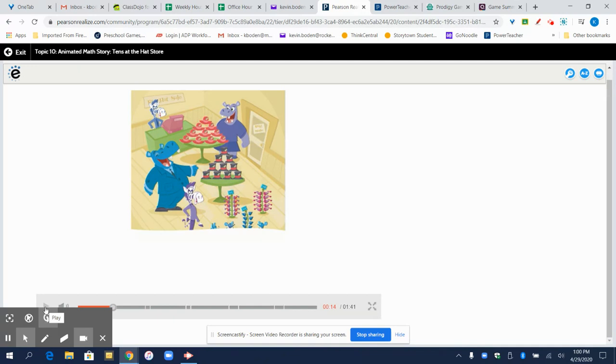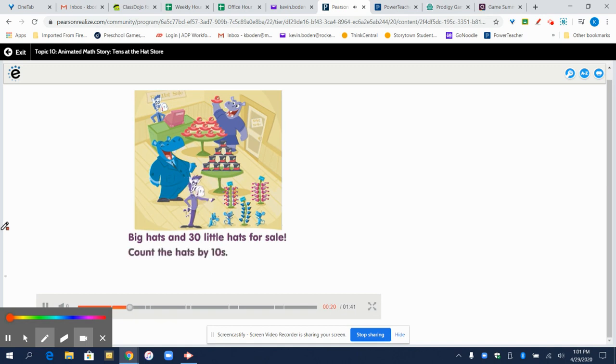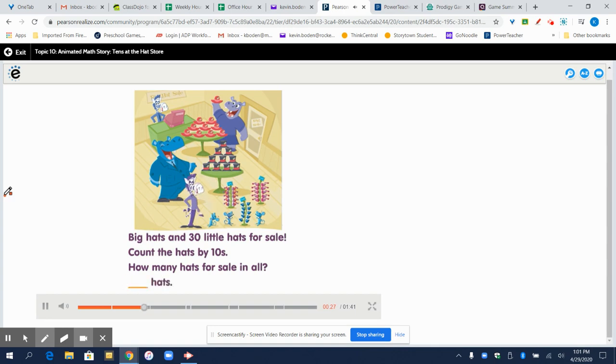Sometimes we do these in class. They're called the animated math story. Big hats and 30 little hats for sale. Count the hats by tens. How many hats for sale in all? All right, so it says big hats and 30 little hats for sale. It says count the hats, and it says count by tens as well.